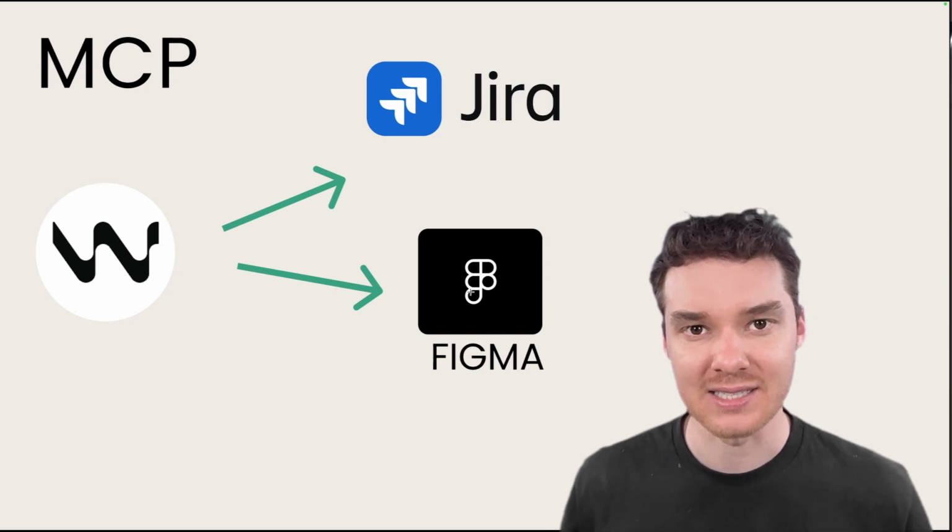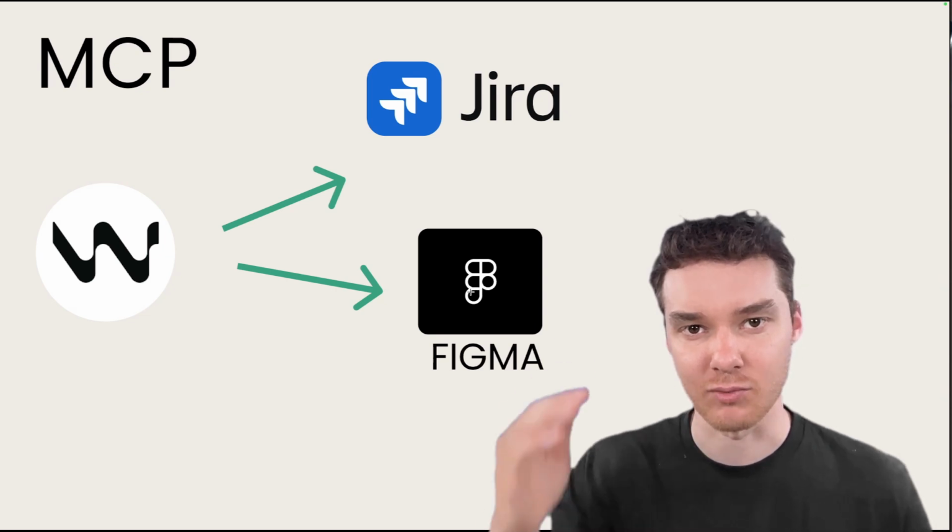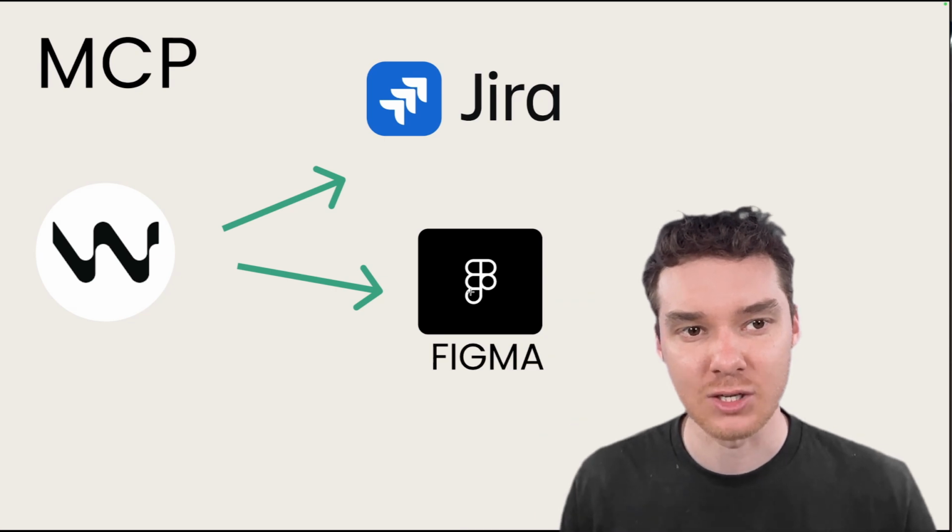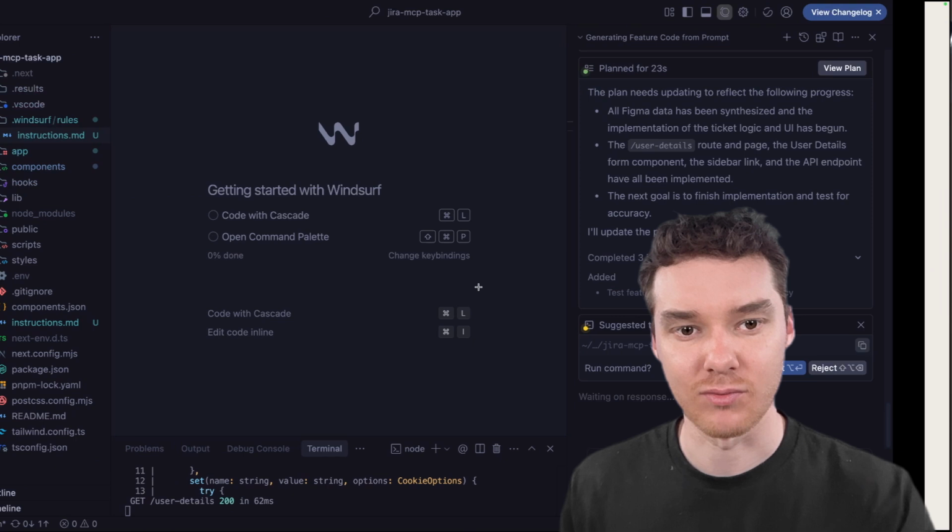So Cascade is able to use services from Jira or Figma, like being able to get the image of a design or being able to read through an issue. It can do that using MCP. It can actually ask these services for those different resources.